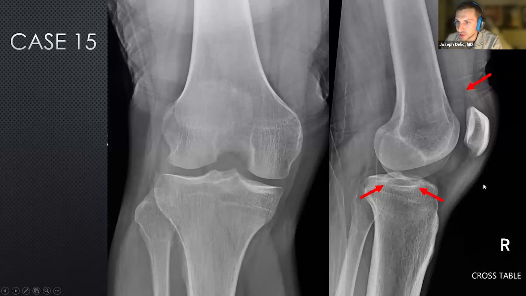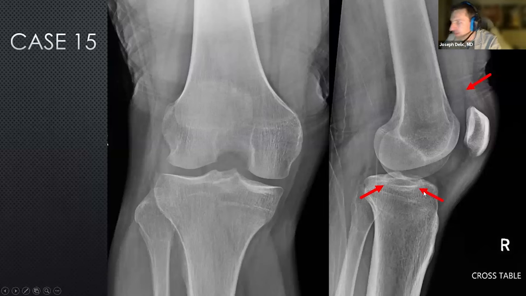And if we look at what our findings are, there's a couple things that we can see. The first thing I want to draw your attention to, there's not much really to appreciate on this AP view, but if you look on the lateral, we see this straight line here in the suprapatellar recess, a lipohemarthrosis. And if we take a look at this tibial plateau, you can see this sharp step off right here, which is our impaction fracture.